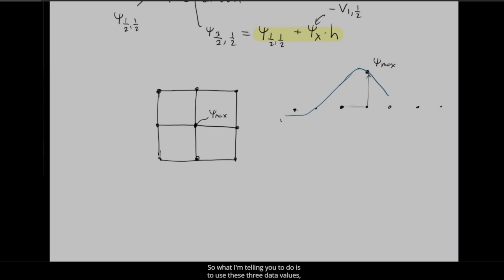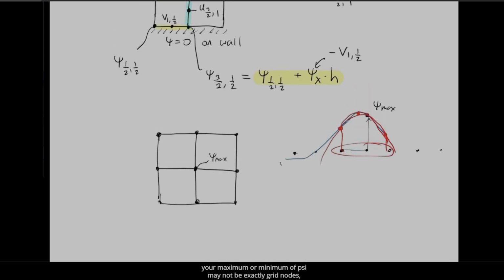So what I'm telling you to do is to use these three data values, fit a parabola, whatever goes through them, and find that maximum that way. So basically, use neighboring data to do a quadratic fit. You can do that in multiple dimensions also. So that's that bonus part for post-processing: your maximum or minimum of psi may not be exactly at grid nodes, but you can do a better solution. It might be somewhere in between the cells.